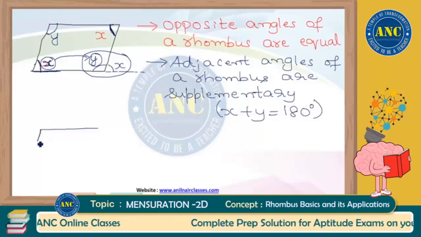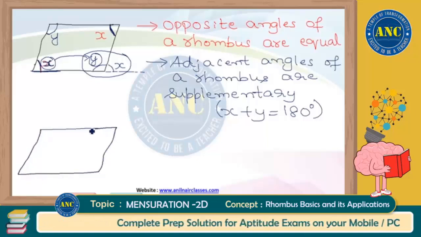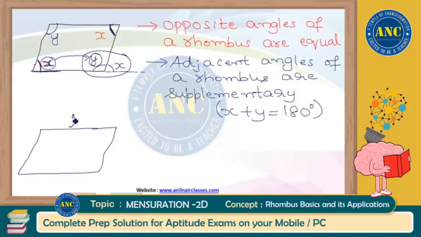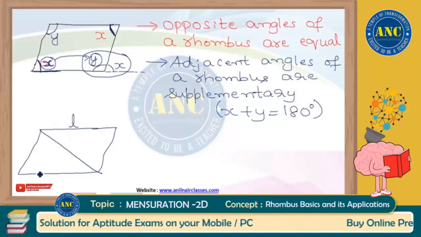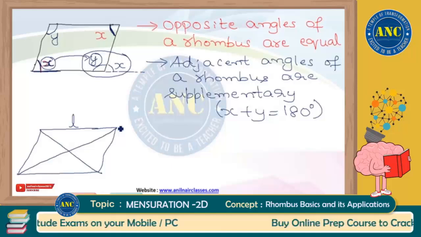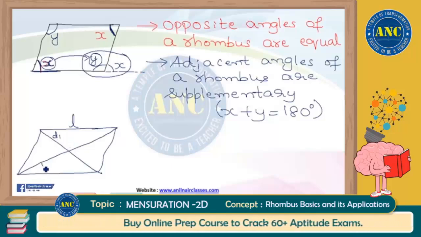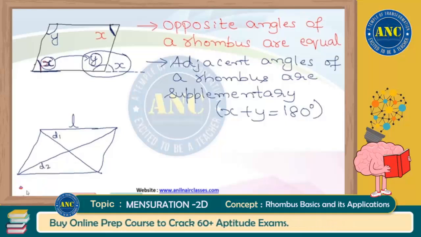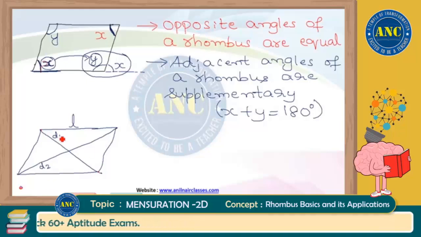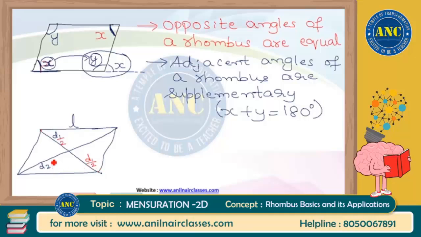Now, sir, you did not tell much about the diagonals of the rhombus. That is also very easy. If I call each and every side L, and call this diagonal D1 and this diagonal D2, the diagonals will bisect each other. The meaning of that is this entire D1 is split into two parts, D1 by 2 and D1 by 2. The entire D2 is split into D2 by 2 and D2 by 2. And we know that this will be 90 degrees.